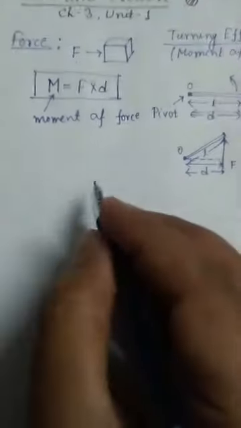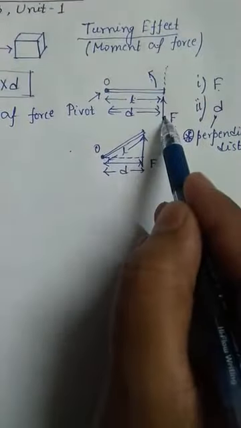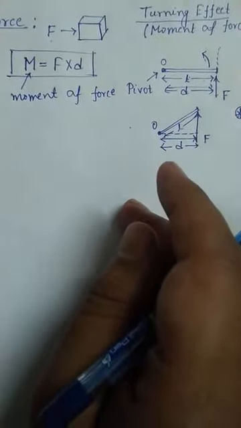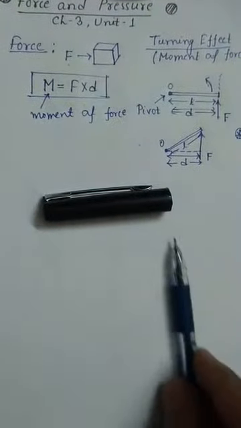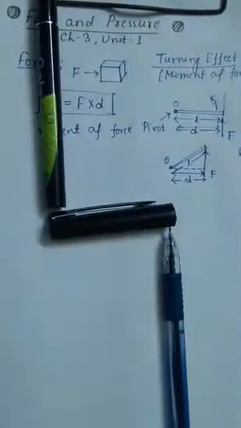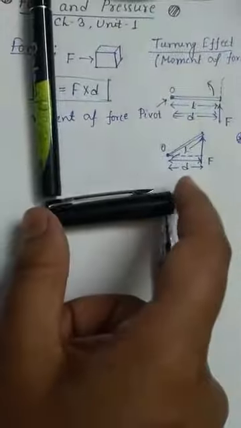So let's consider a different case. Now instead of a single force, if we apply two equal forces, what will happen? That means, let's say this is the thing and we are applying two forces, one from this side and another from this side. One is along this side and one is along this side. So this will rotate now.